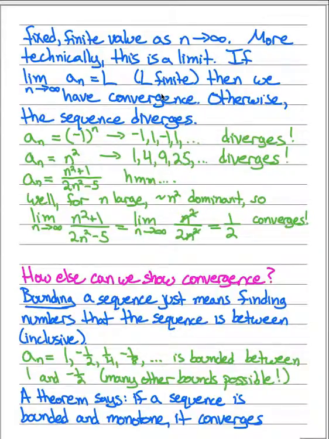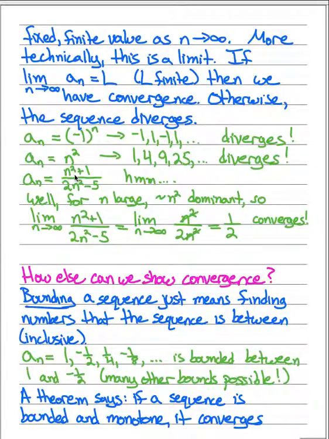So here are a few examples. If we have (-1)^n, it flip-flops. It never settles down to a particular value, so that diverges. If we have n squared, well, 1, 4, 9, 25, it keeps growing, never settles down to a finite value, so that diverges. Here's another one.